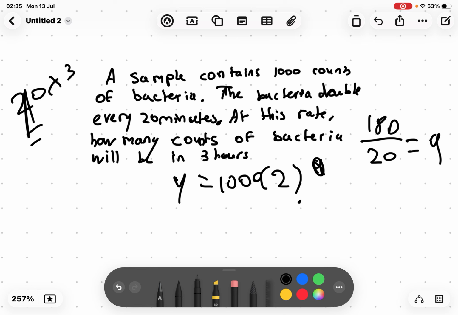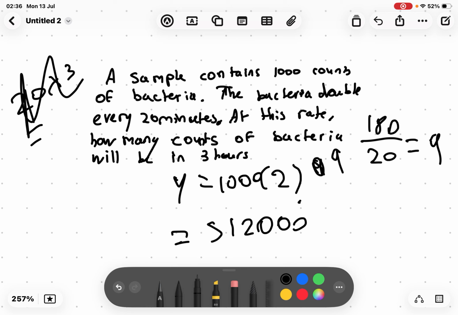Okay, this is why we can't do hours, because we don't know how much they will double each hour. I mean, we could find out if you're super smart, but I can't really think. 20 divided by 3, no. Times 3. Okay, this is why we need to have the 180 in terms of 20 minutes, like how many 20 minutes are there in 3 hours? That's why we need to know that number. The answer of this is 5, 12, no.